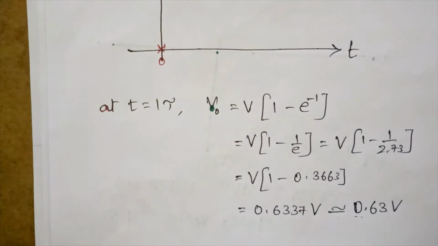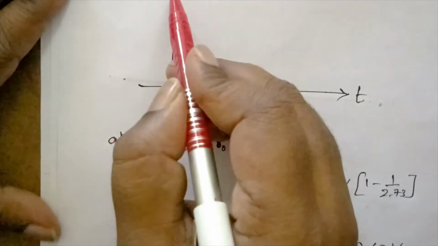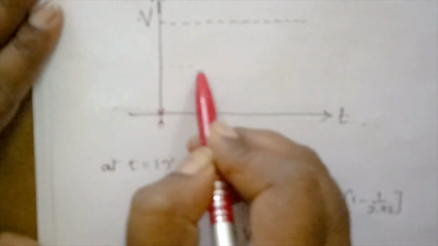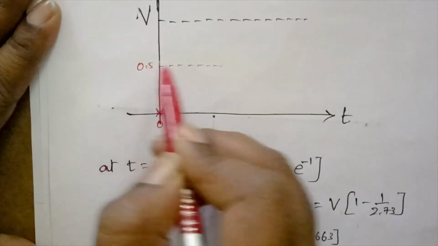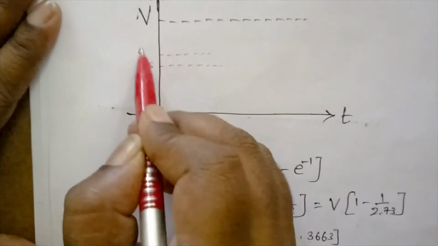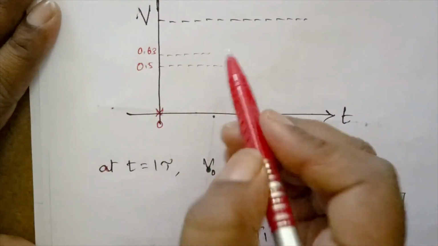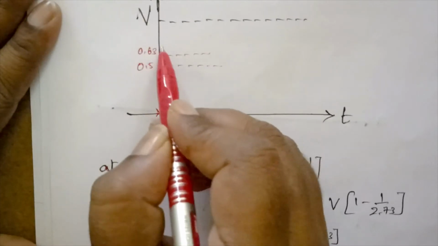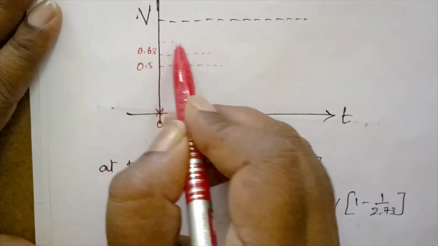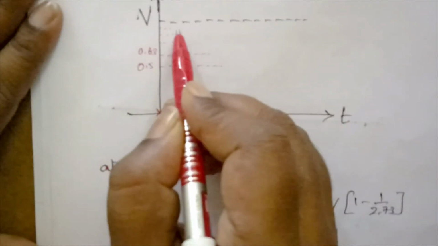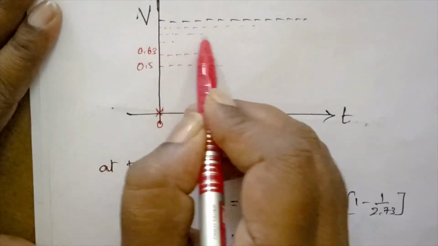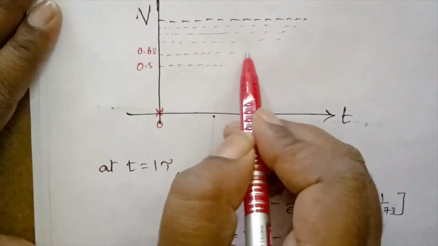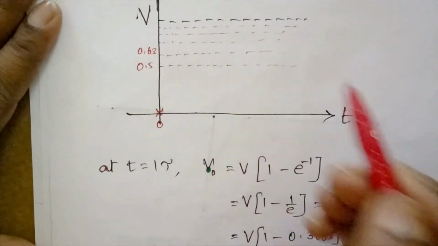So now here I am taking this graph and dividing it into some parts. Let this be 0.5, and this I take as 0.63, and then 0.6, 0.7, 0.8, 0.9. I am writing this only for understanding purposes. Here we have some relation, that's why I am extending this.